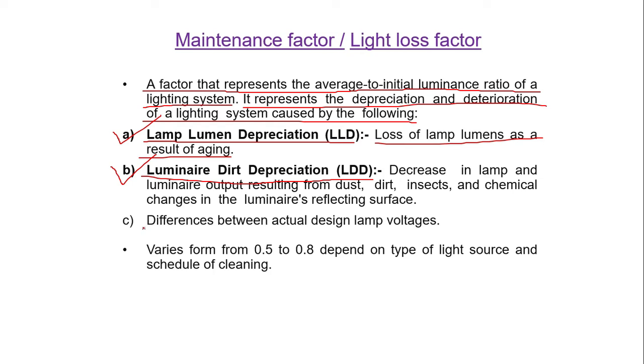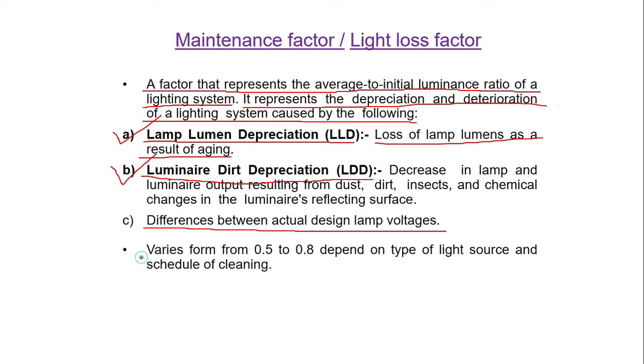Third would be the difference between actual and design lamp voltages. I would like to emphasize here that voltages also play a very important role. Power is equal to V into I, we all know. So for a constant power delivery, voltage is inversely proportional to current. So if there is an increase in the voltage, then there would be a decrease in the current output of the driver. That would also impact the lumen output of the particular light fixture.